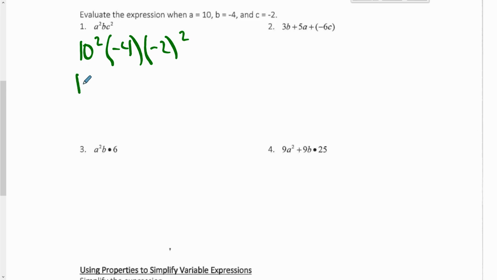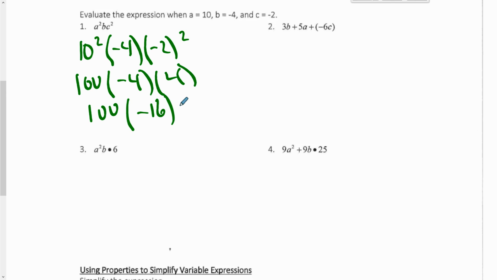So 10 squared is 100. And I have -4. -2 times -2 is +4. Because it's easy to multiply by 100, I might want to multiply -4 times 4 first and get -16. And then my final answer will be -1600. Because again, I know multiplying by 100, I just have to add 2 zeros.